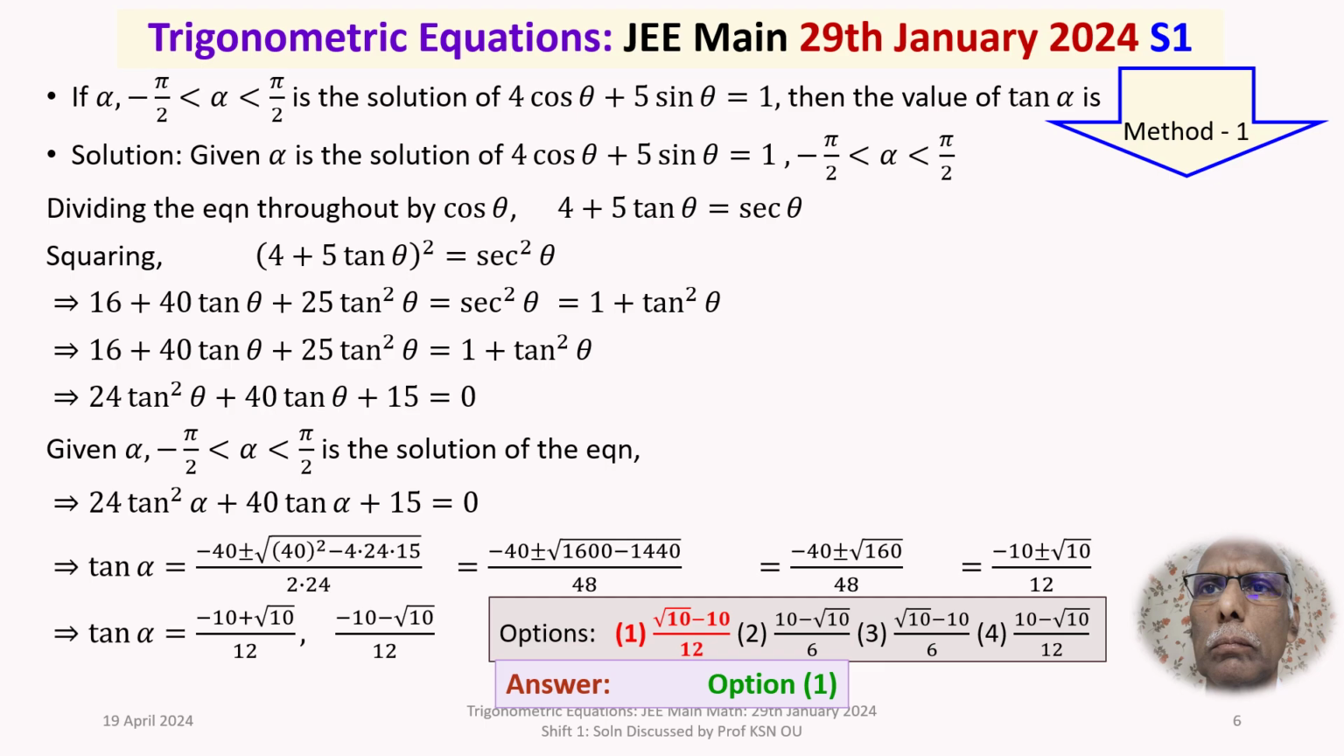As I told you, I will be talking about this problem in 2 methods. Before entering into the second method, I will modify this given question, only in the options. In option 4, I will write down the second value, minus 10 minus root 10 by 12, also. So I will take out the existing option and put this option, minus 10 minus the square root of 10, by 12. Then I will give the question. That is the modified question, and you have to answer this.